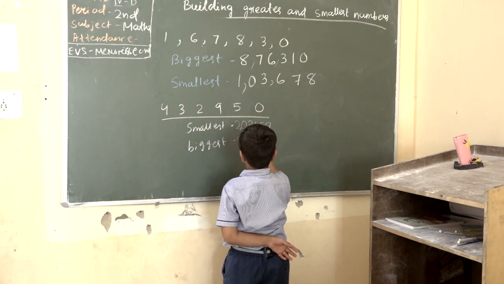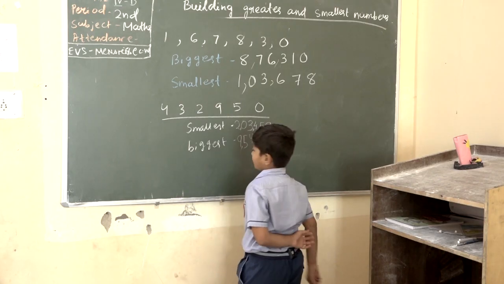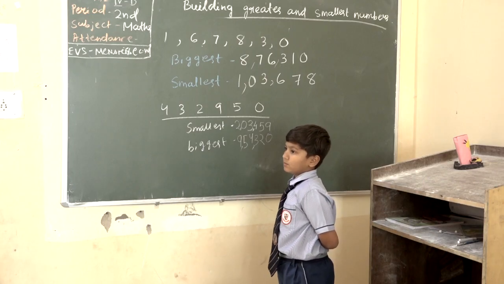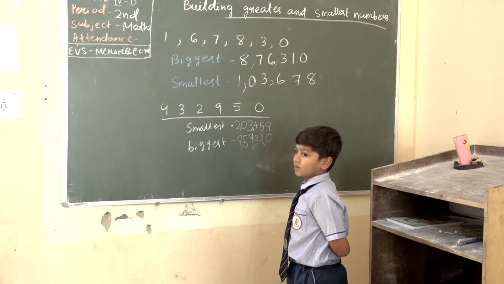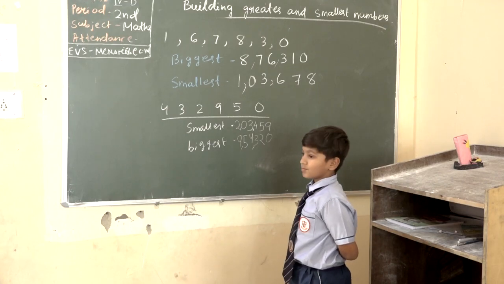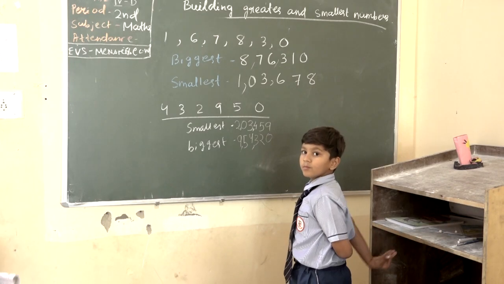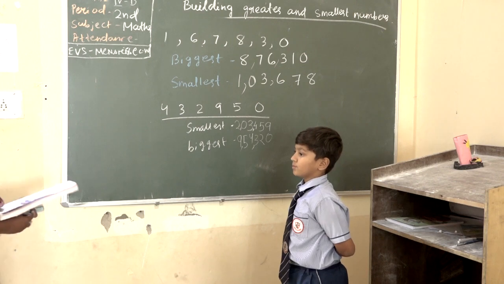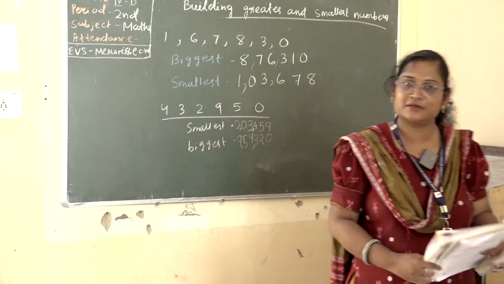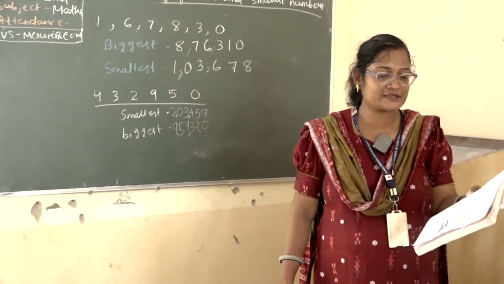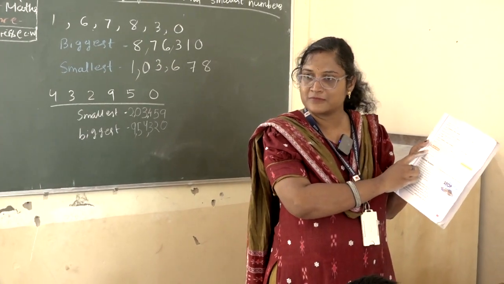For the biggest number you can write 0 in the last place. But to find the smallest number, 0 always comes in the second place. So what is the number? 9,54,320. Very good. Go. Children, have you understood how to find the smallest and biggest number using digits? Okay, so today we will do this homework. Exercise 6, number A.